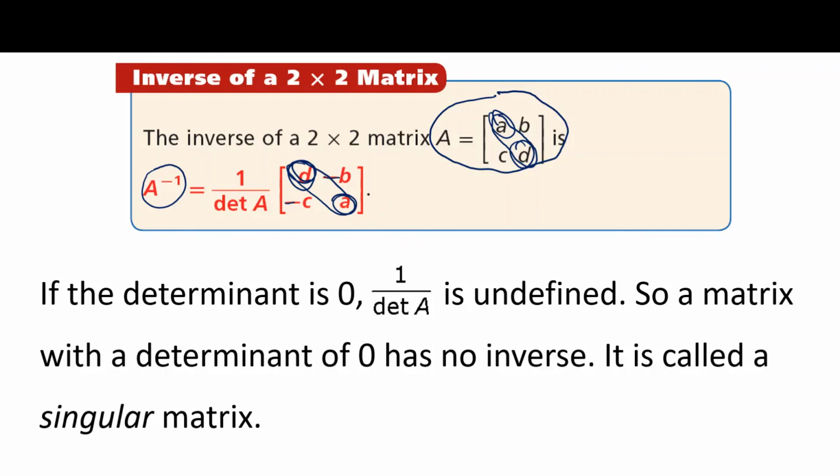So we're going to take the opposites of those. So that is the formula for finding the inverse. Well, what happens if the determinant is 0? Well, if the determinant is 0, then 1 over 0 is undefined, so you can't really multiply by an undefined fraction. So a matrix with the determinant of 0 is said to have no inverse. It is called a singular matrix.